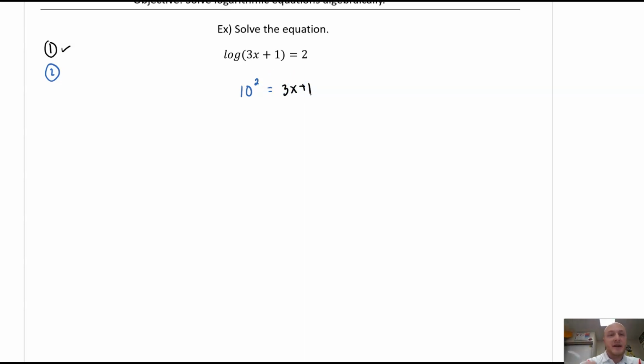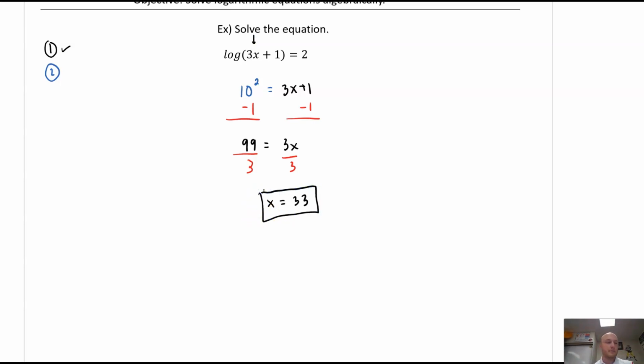Okay, so I'll go ahead and solve. I'll subtract 1 on each side, and we get 99 is equal to 3x. We'll divide by 3 on each side, and we get x is equal to 33. Okay, I'll go ahead and check it. If I plug in 33 here, 3 times 33 is 99, plus 1 is 100. We are good. There's your answer, x equals 33. Pretty simple, right? Pretty simple.